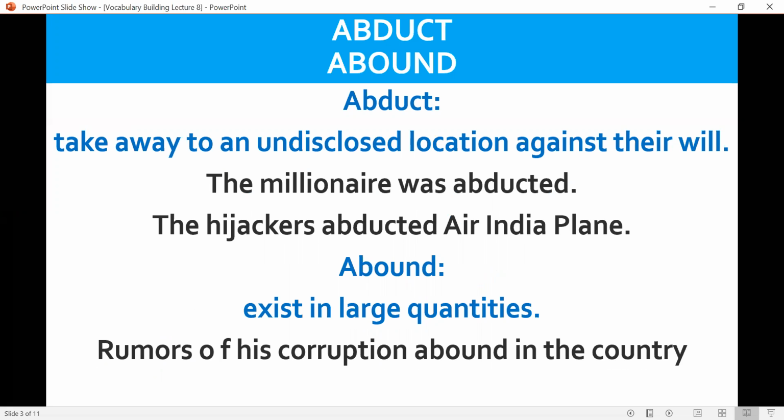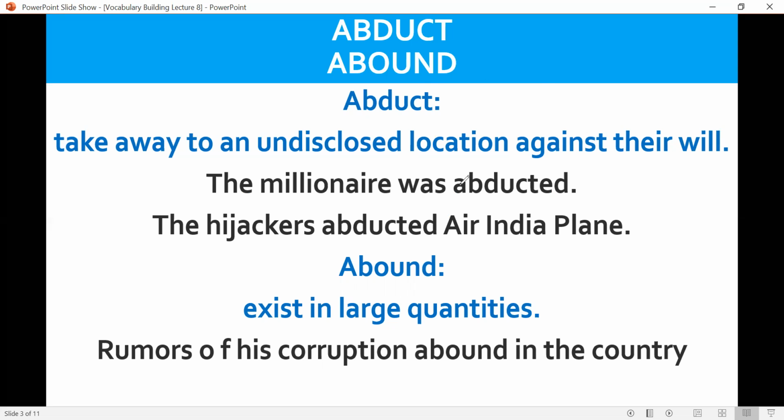Next word is abduct and abound. Abduct means take away to an undisclosed location against someone's will. It is also alternately used with kidnap. Although kidnap is used for persons and abduct is used for things, but abduct has also been used for persons also. To take someone somewhere forcefully for the sake of taking some benefit from that person or for ransom sake.